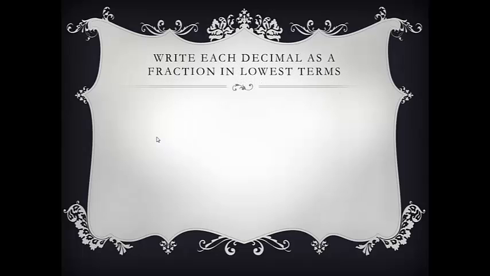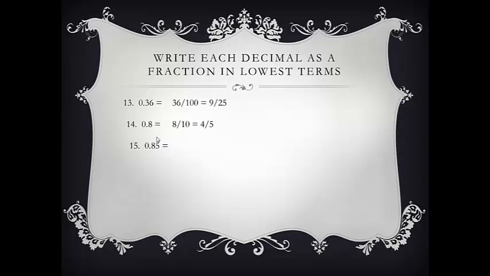Write each decimal as a fraction in lowest terms. Number 13, 36 hundredths. I write exactly what I say, and I said 36 hundredths, and then I simplify it. So 36 hundredths, both of them divide by 4, and I get 9 25ths. Number 14, 8 tenths. Again, writing what I say, 8 tenths, and both of those divide by 2, so I get 4 fifths.